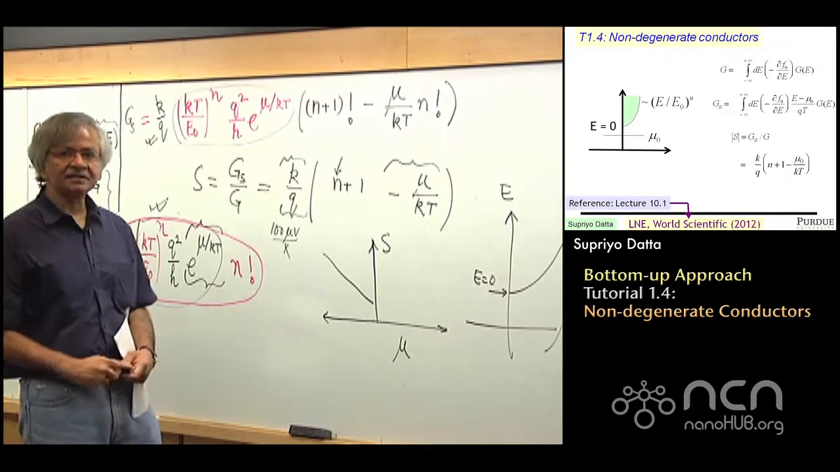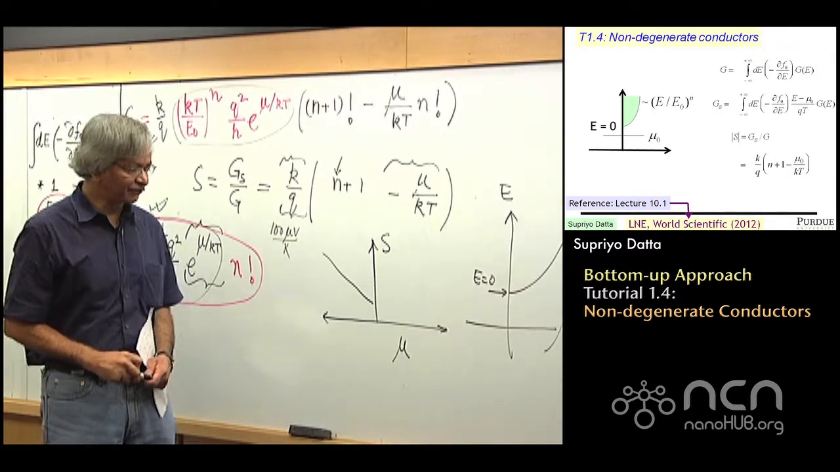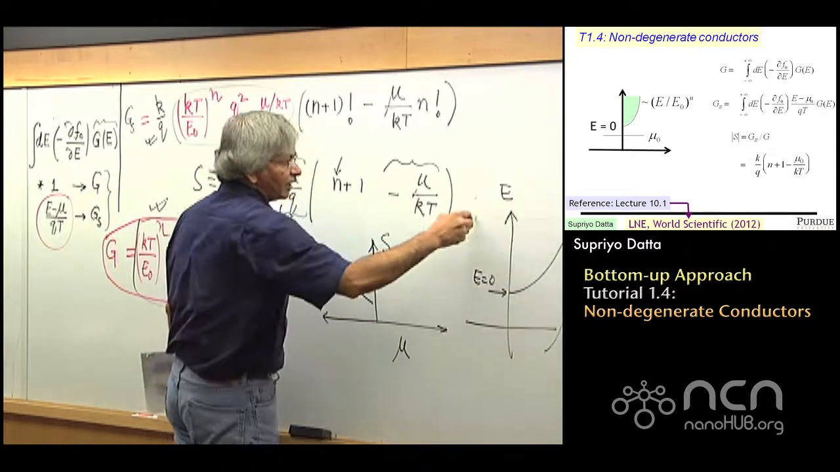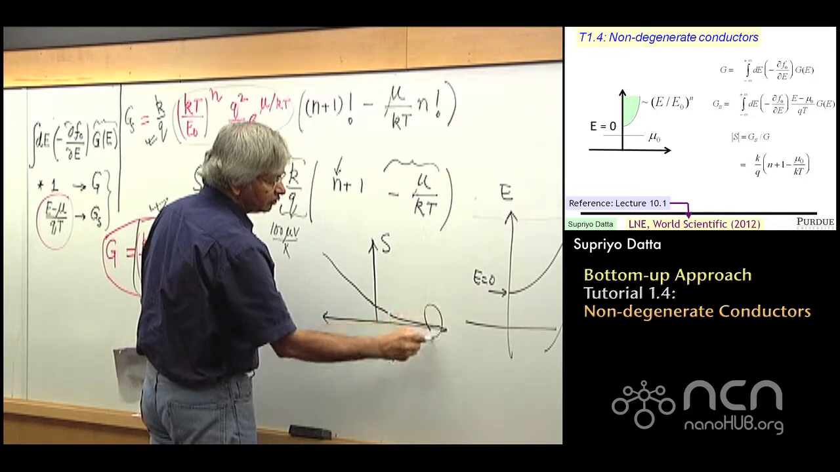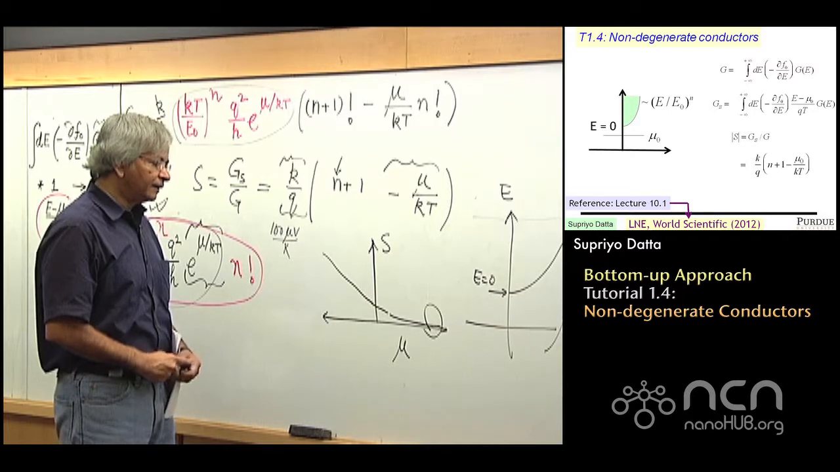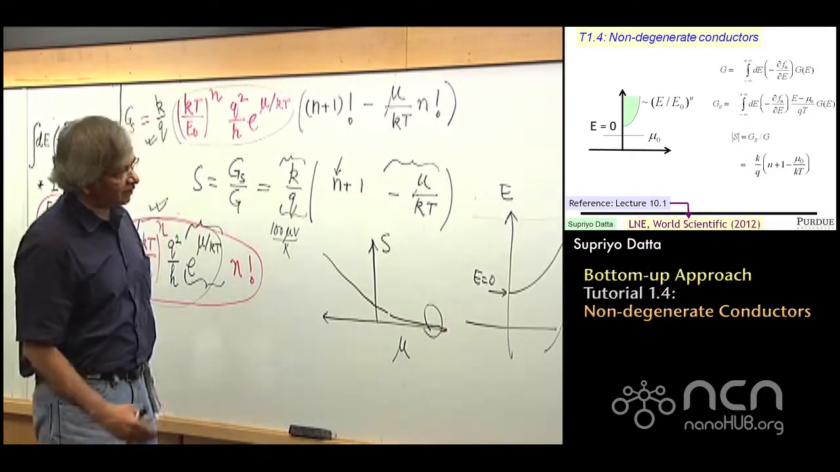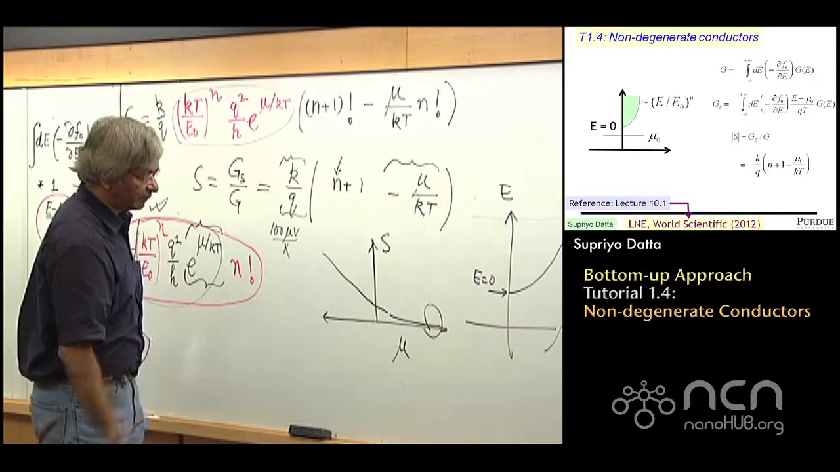And of course, metals are usually very bad for thermoelectrics, because metals means the mu is positive, somewhere way up here. So you're really talking down here, somewhere way down here. You don't get much of a Seebeck coefficient. That's why, for practical applications, one always focuses on semiconductors, p-type or n-type.